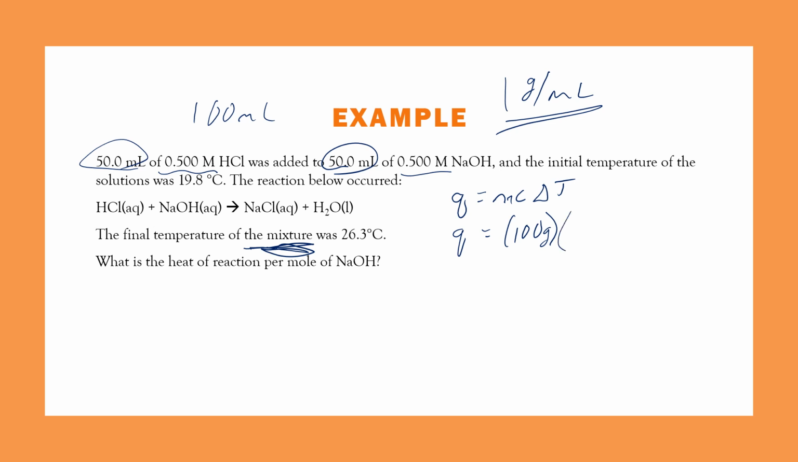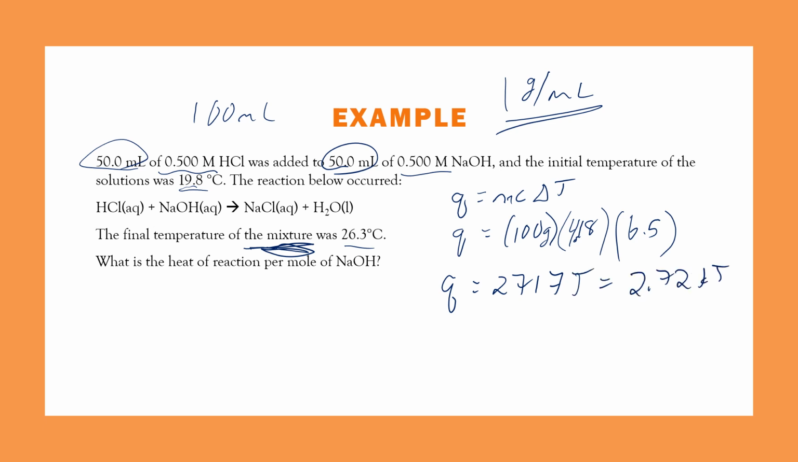We're also going to assume that the specific heat, because it's a water-based solution, the specific heat capacity is going to be very close to the specific heat capacity of water, 4.18. And then our change in temperature from 19.8 to 26.3, the change in temperature was 6.5 degrees Celsius. So if I calculate, I get 2,717 joules, or 2.72 kilojoules. It didn't say you had to put it in kilojoules, so you could have left it in joules, but it's just very common for us to put it in kilojoules.